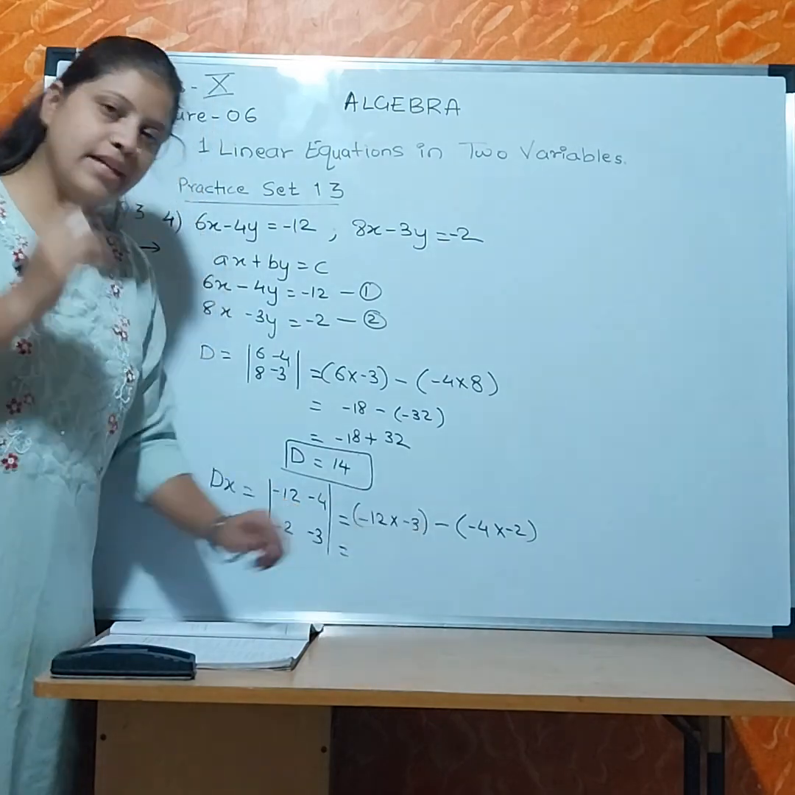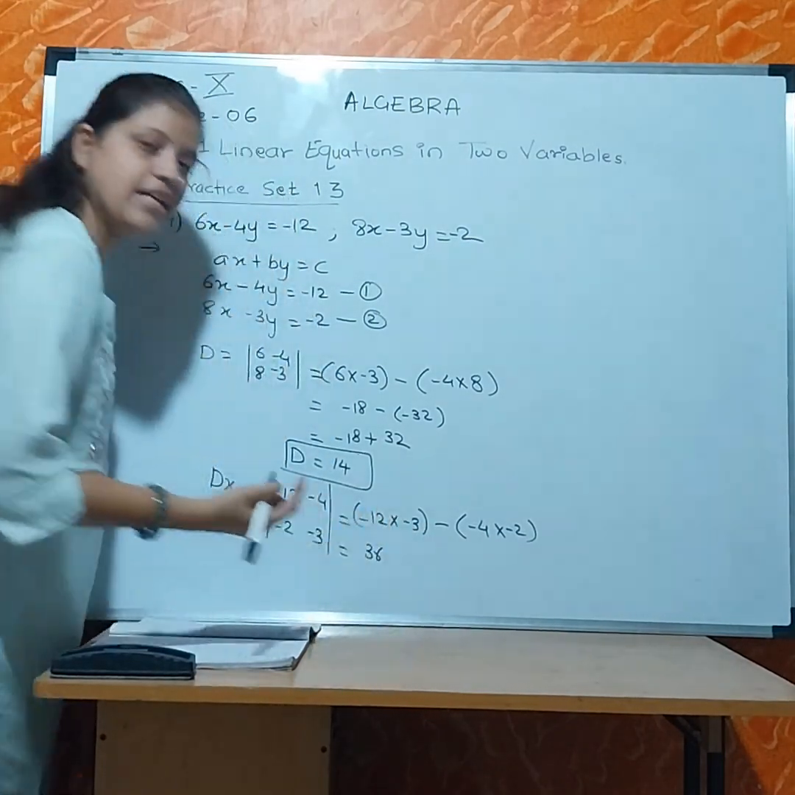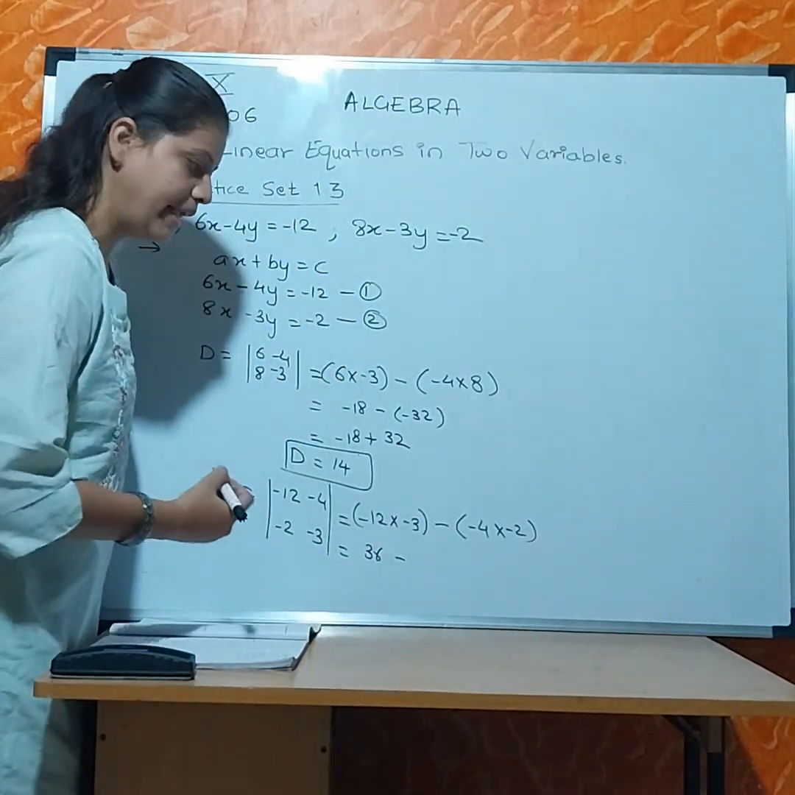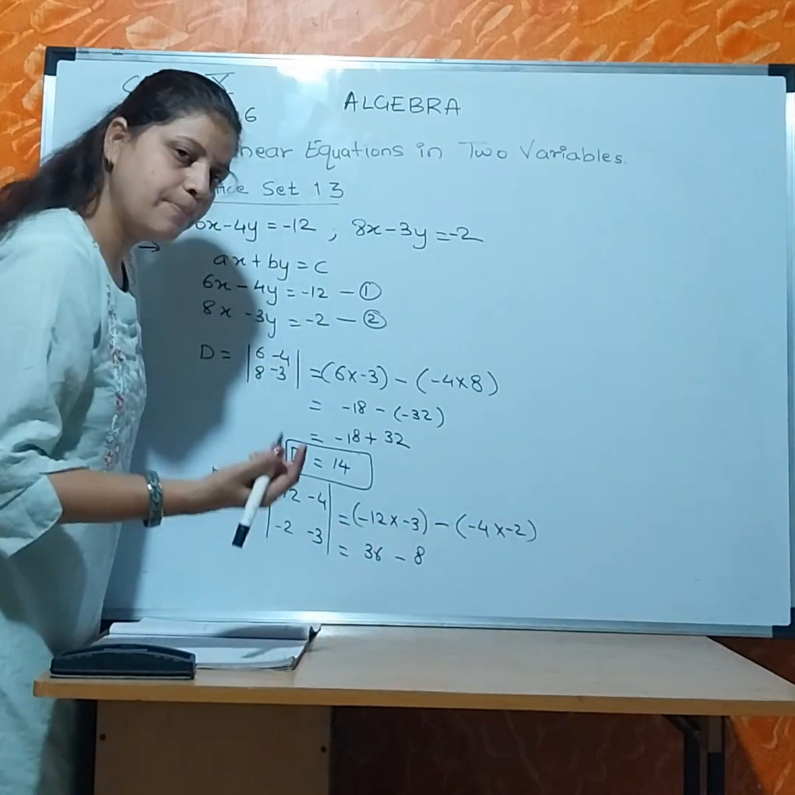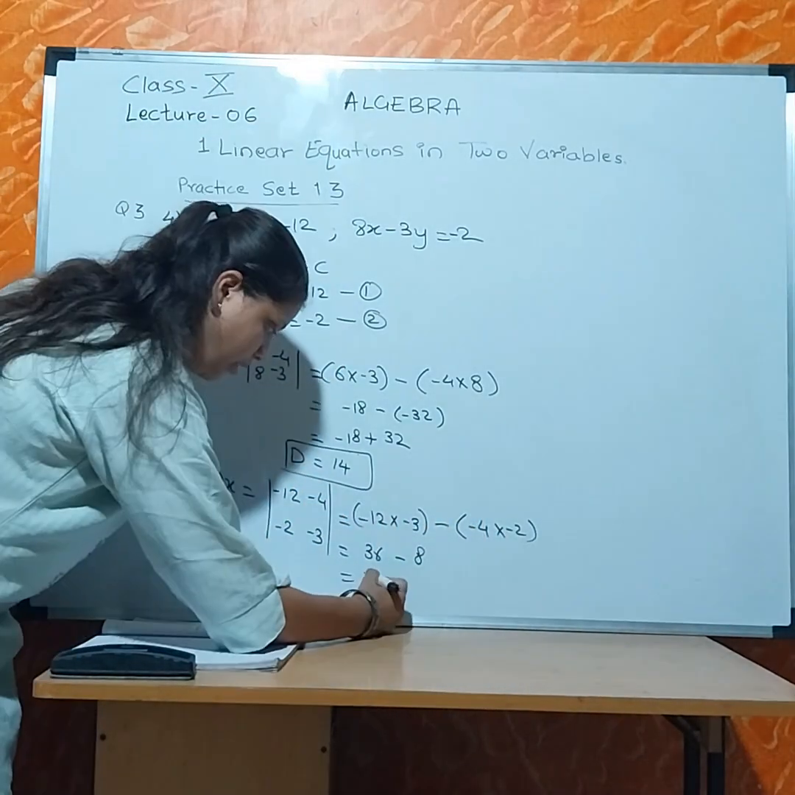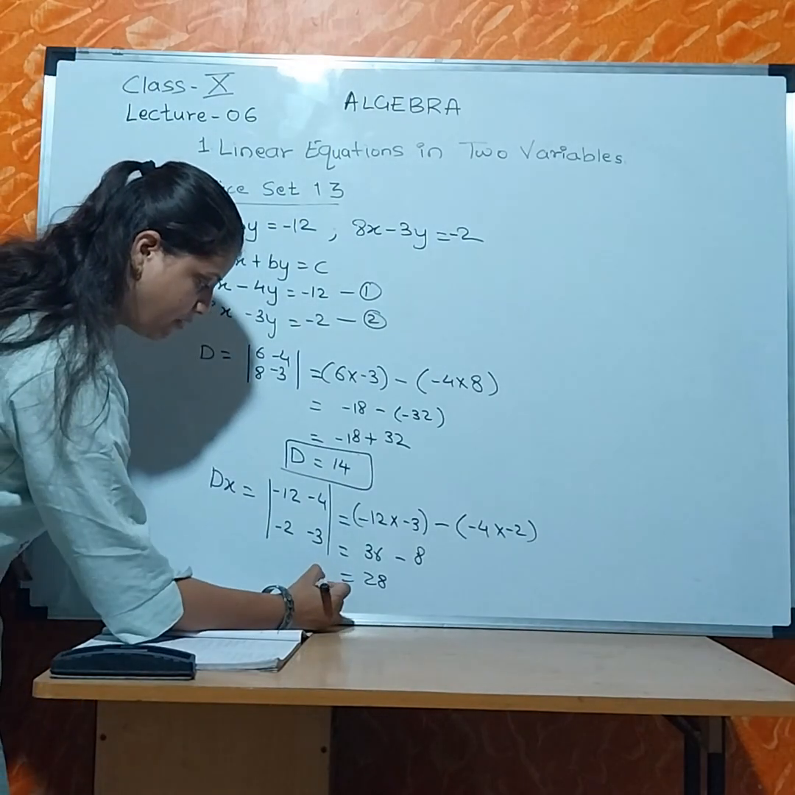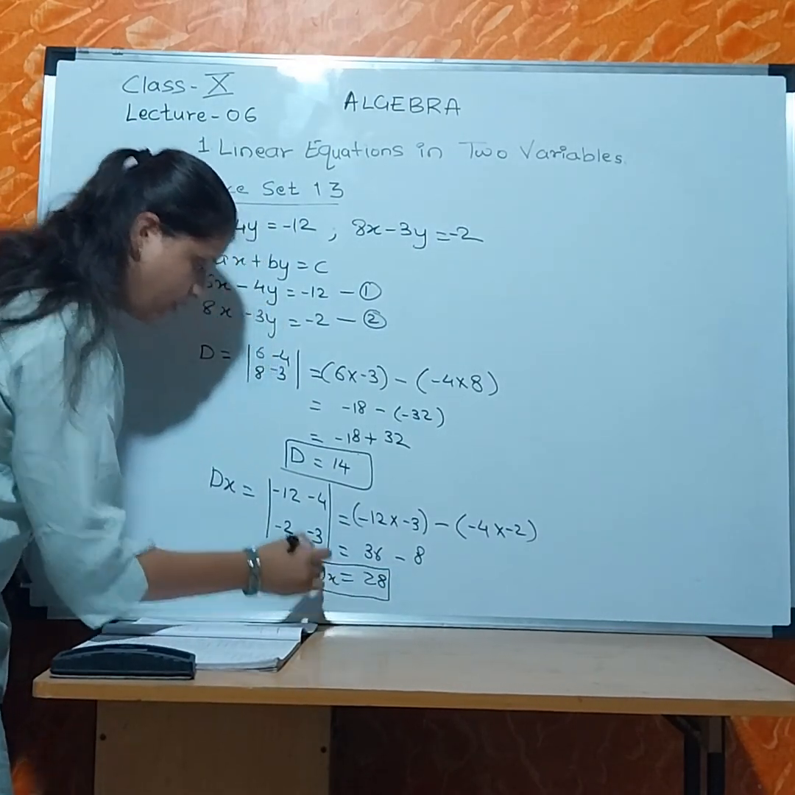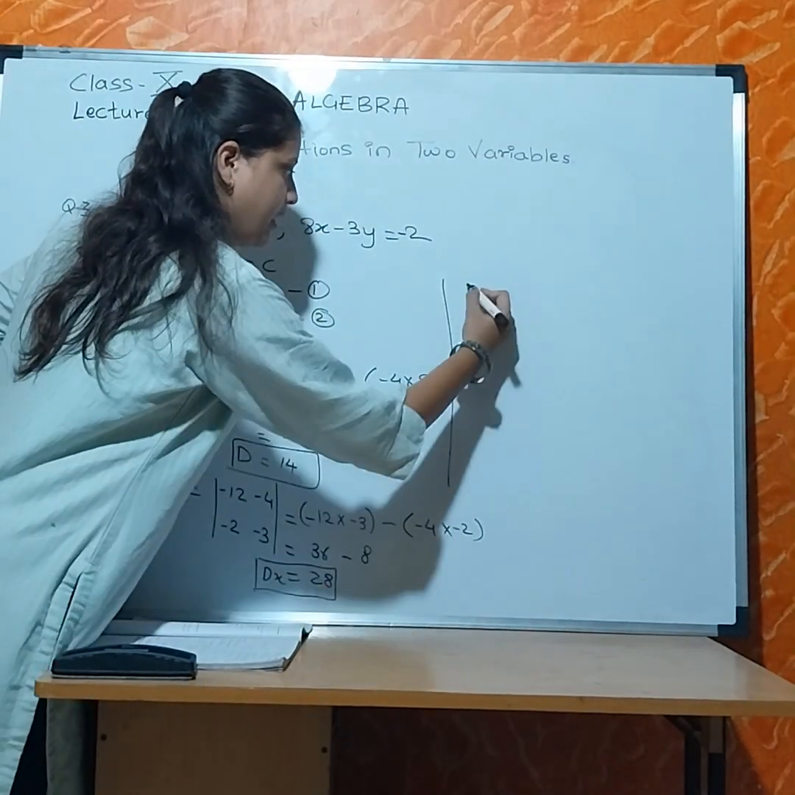So 12 3s are 36 and minus minus becomes plus. Between sign is minus. 4 2s are 8 and minus minus becomes plus. So 28. So our value of dx is 28.